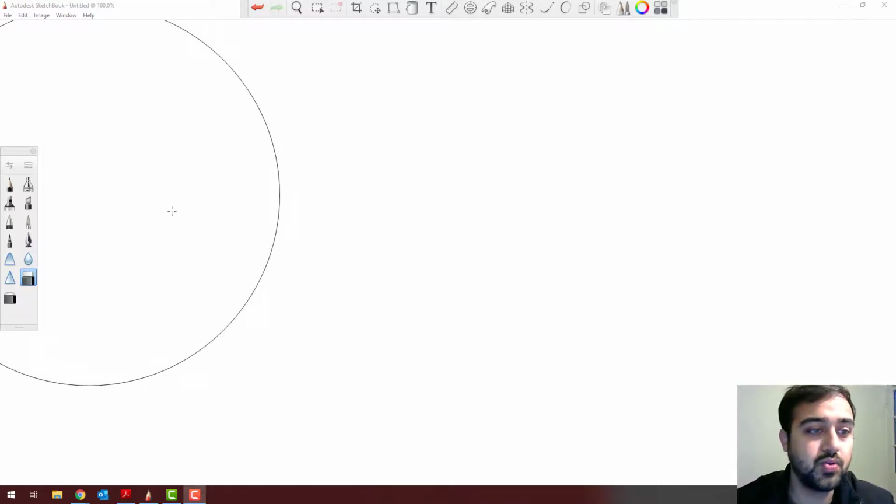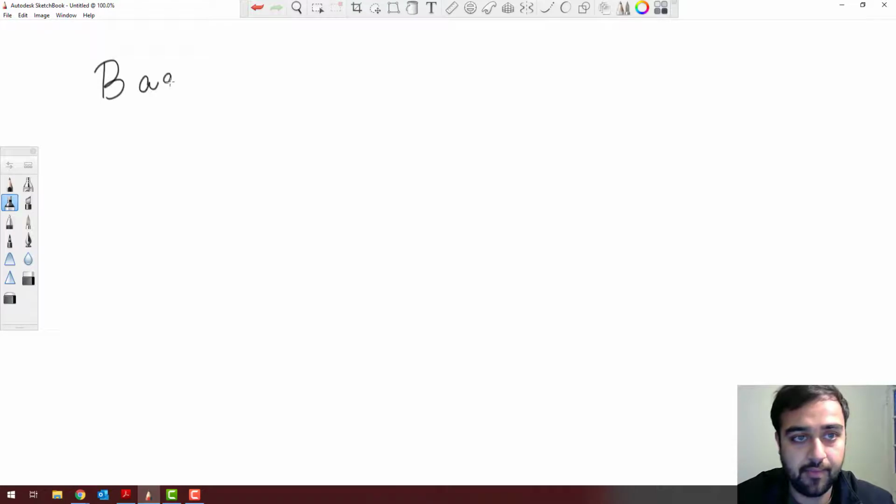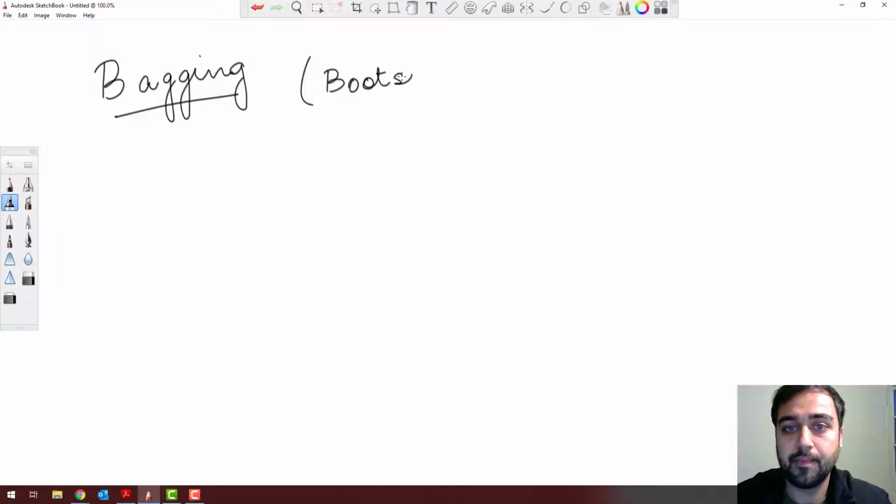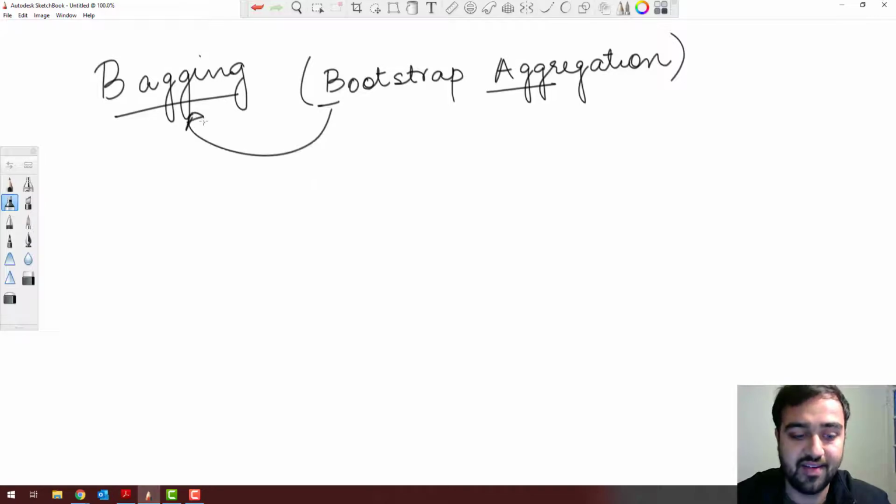So this brings us to the next topic of ensemble methods, that is basically bagging. This is one of the simplest ways of combining our predictions, right? So bagging stands for bootstrap aggregation, right? So you get B and the agg, so you get bagging, right? Bagging is basically a resampling technique which uses voting or averaging.